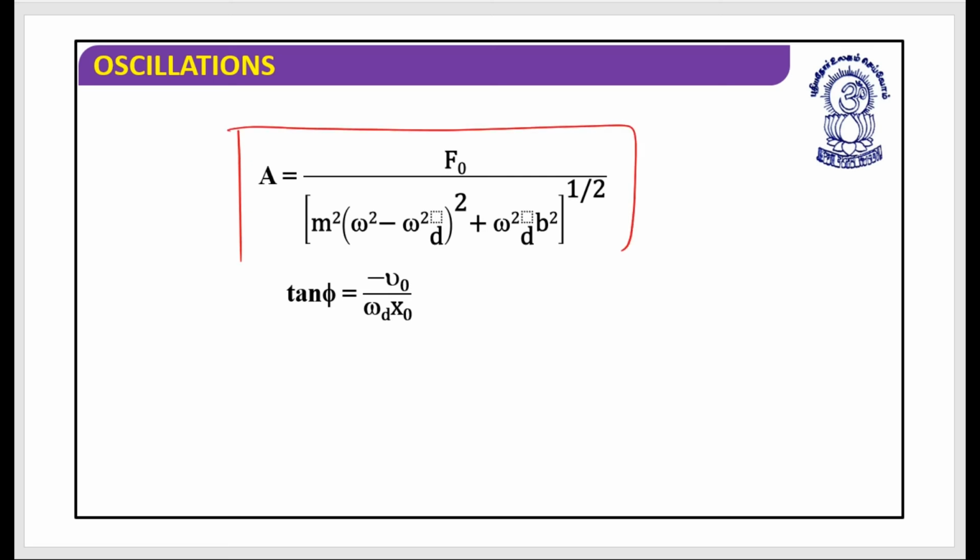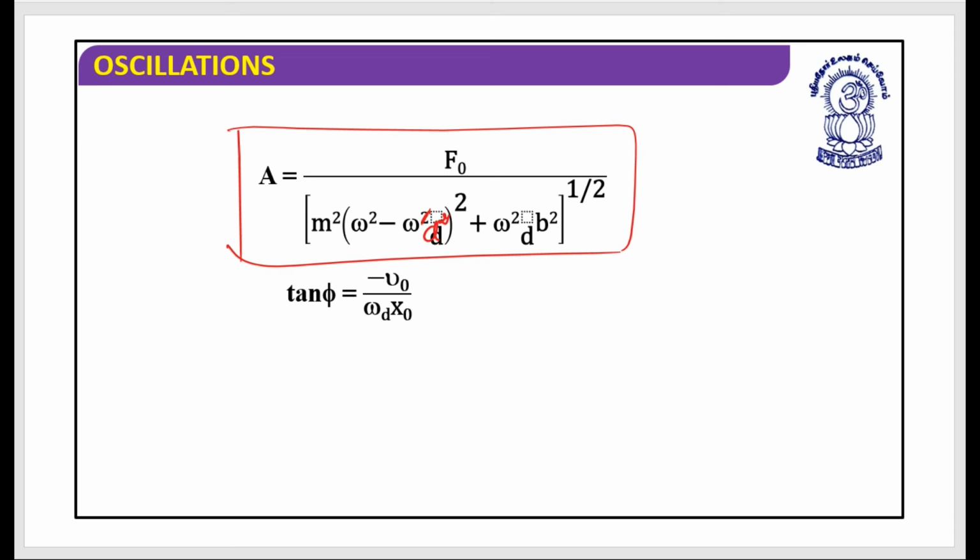This is the amplitude: A equals F naught upon m square, into bracket omega square minus omega d square, whole square, plus omega d square into b whole square. This is the amplitude of the forced oscillations. I hope this is clear.